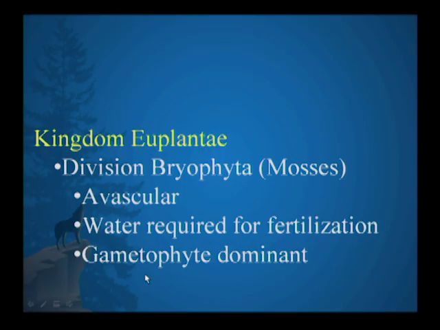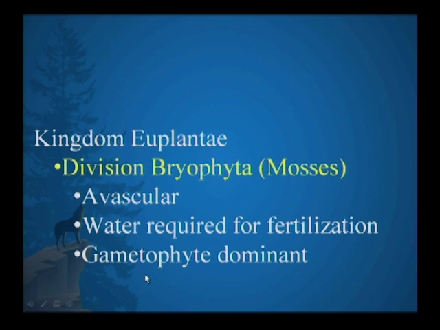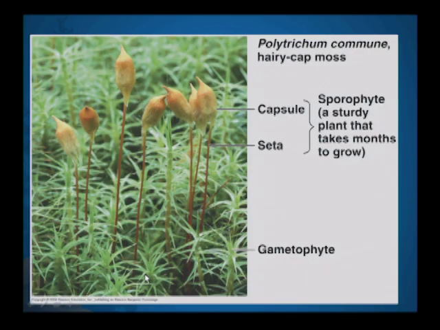All right, so as we look at the kingdom Euplantae, there are several divisions that we want to consider, and the first of these is the division Bryophyta, which are the mosses. And the mosses are an avascular type of plant, meaning that they lack vascular tissues. As we look at mosses, they look like they are vascular, but they're actually not. So they look like they have leaves, but these are not true leaves. They lack true roots. And the green leafy part of a moss, that's actually gametophyte tissue. And we'll come back and talk about that in a second.